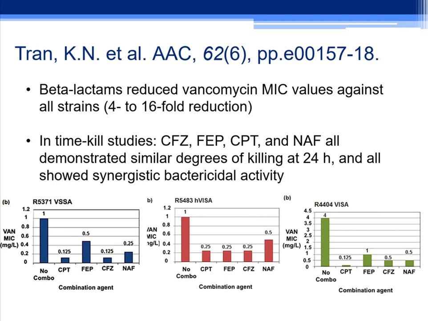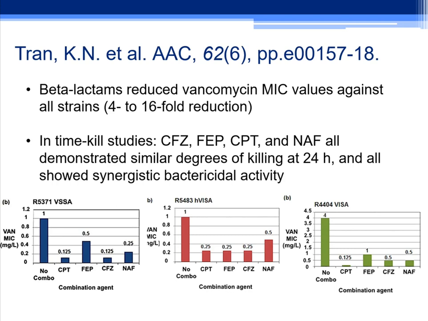And then as you are able to add a beta-lactam agent, more specifically looking at cefazolin and ceftriaxone, you actually get a significant 4 to 16-fold reduction overall in your MIC. So making it more susceptible to vancomycin at this point in time by adding on that beta-lactam. Again, looking at heterogeneous vancomycin-intermediate Staph aureus, you get the same type of effect.